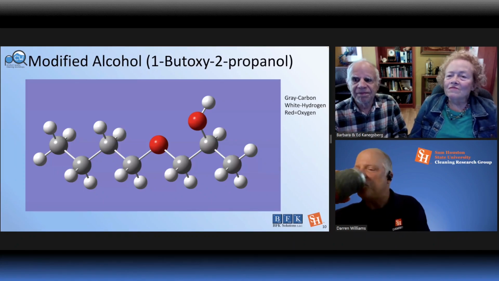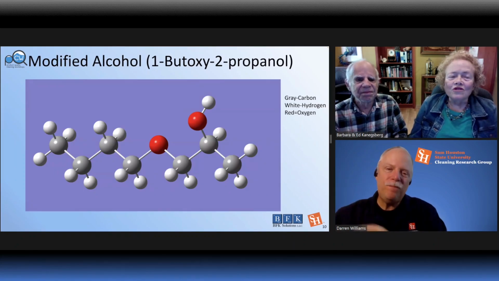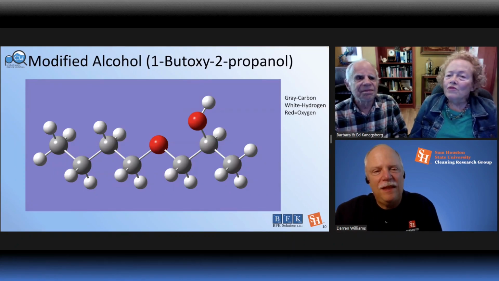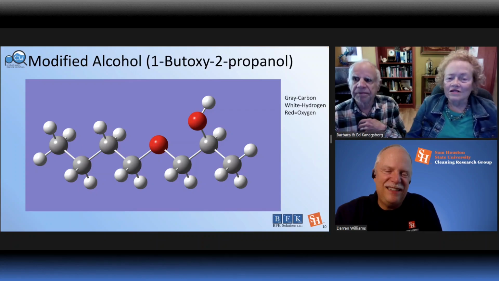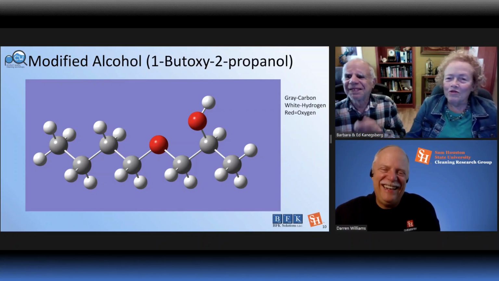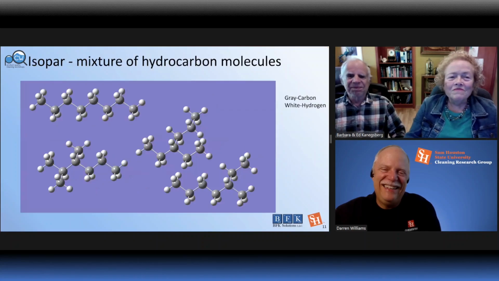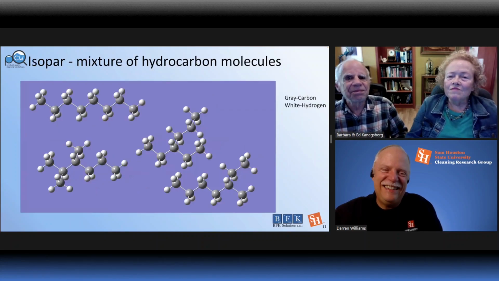And here are some very important molecules used in cleaning. 1-butoxy-2-propanol. It's a modified alcohol. And again, a modified alcohol is important to demystify because it's not alcohol with a little cherry and a parasol in it. It's simply 1-butoxy-2-propanol. And this is a hydrocarbon.